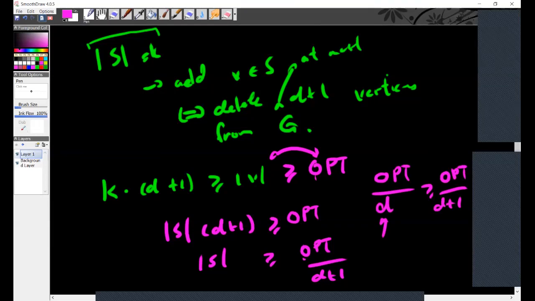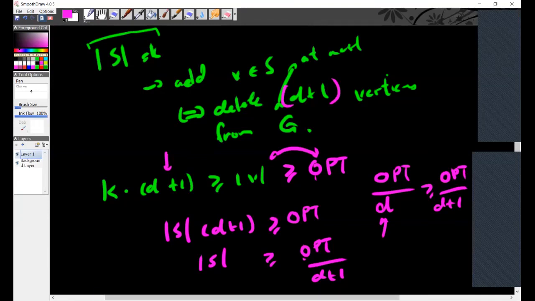D is the max degree of the graph. Remember, you're counting neighbors, that's why D is here. If you delete yourself and all of your neighbors, in the most extreme case, you are deleting at most D plus 1. No, it's not a constant.